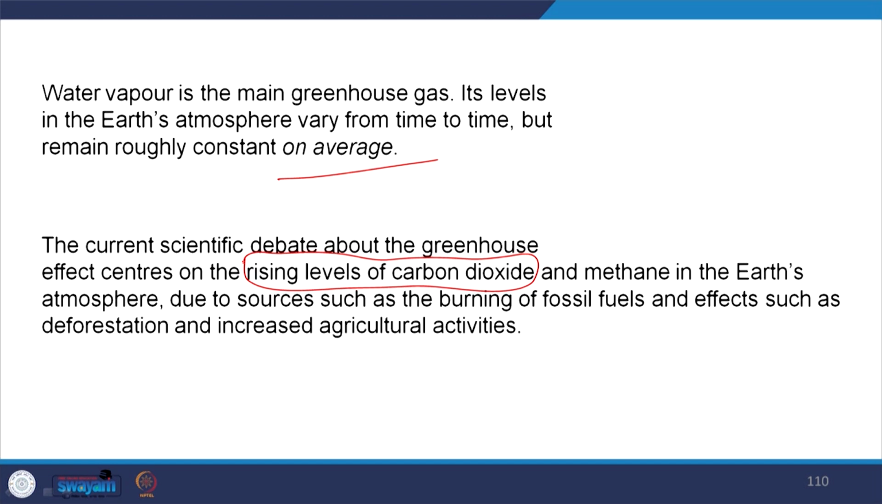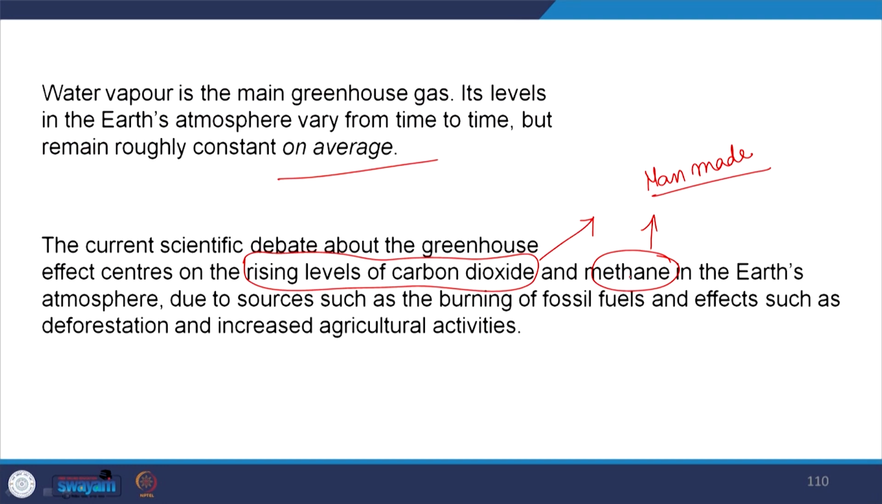We are doing processes by which carbon dioxide is increasing in the atmosphere, of course, and methane. These two levels are increasing by man-made effects. So these are anthropogenic in nature. These are man-made effects on the Earth's atmosphere, due to sources such as burning of fossil fuels and so many other things, such as deforestation and increasing agricultural activity. These things have contributed to increased amounts of carbon dioxide and methane. Now we have seen that once you increase CO2, more radiation is naturally trapped, right, and that means the average temperature is raised over a long period of time.